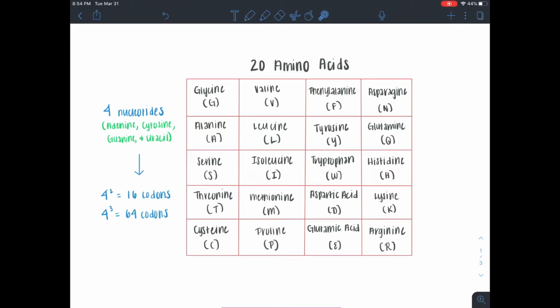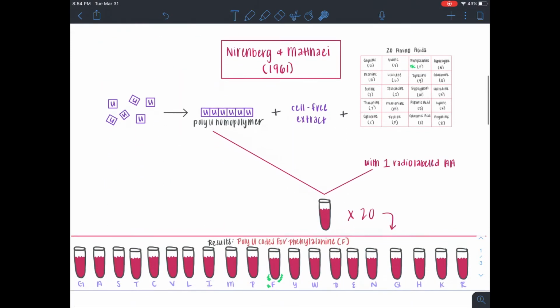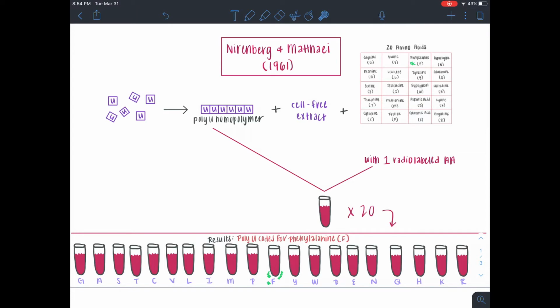Brenner and Crick determined that a codon consisted of 3 non-overlapping nucleotides in sequence in order to correspond to all 20 amino acids. The code had to be 3 nucleotides because 2 didn't generate enough codons to code for each amino acid. But how do we know which codon corresponds to which amino acid? Nirenberg and Matthaei conducted an experiment to try to answer this question.